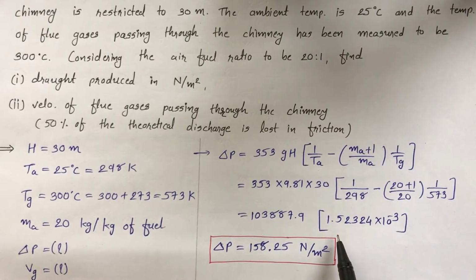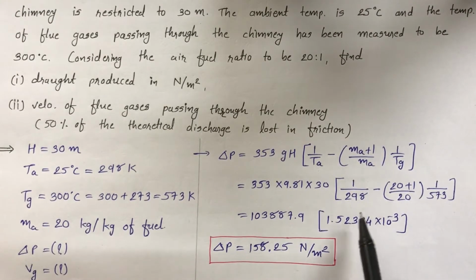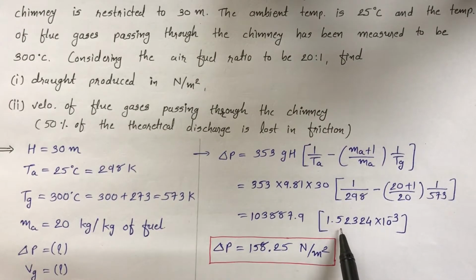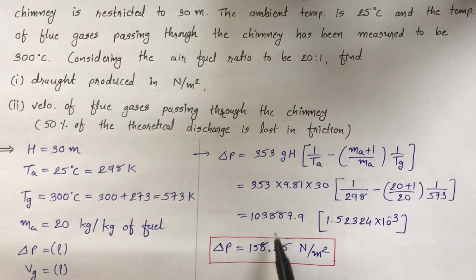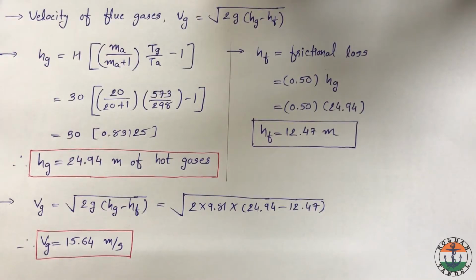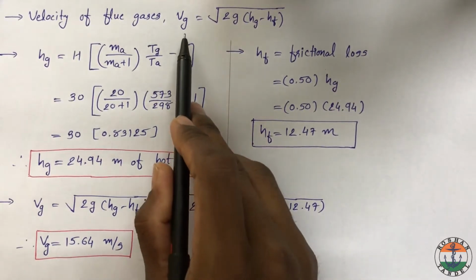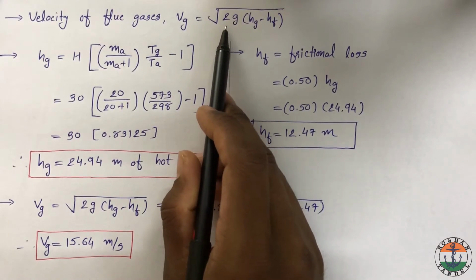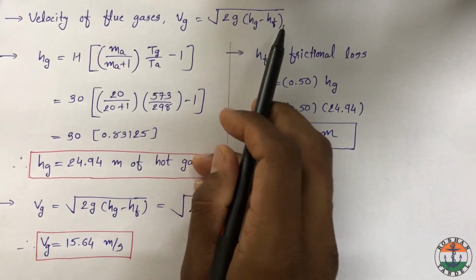Here in this equation, I suggest you to find the value of this bracket first. Then multiply this bracket with this value. So chances of error will be less. Next, we have to find the velocity of flue gases. Here we have the equation for velocity of flue gases is equal to square root of 2g into (Hg minus Hf).